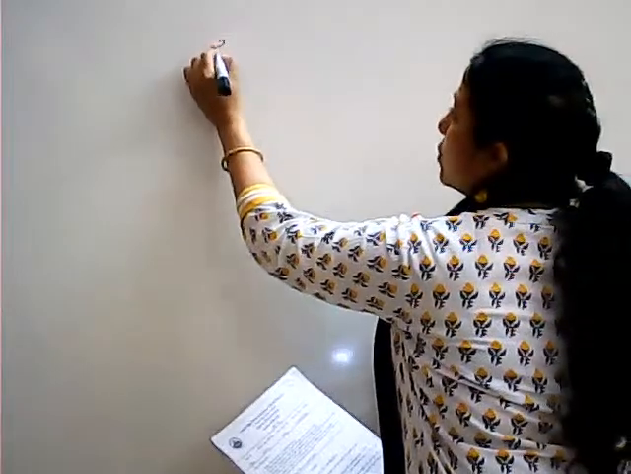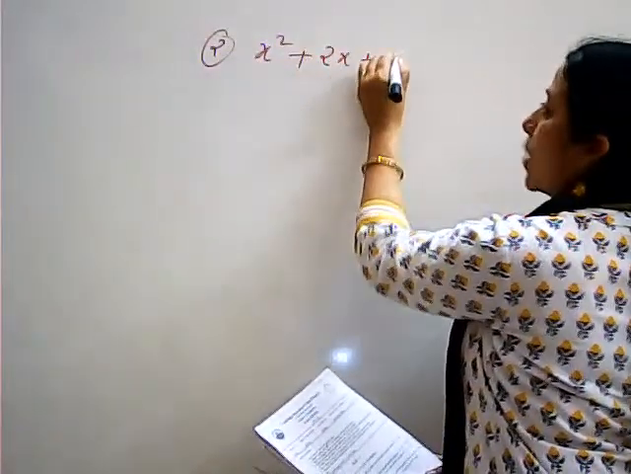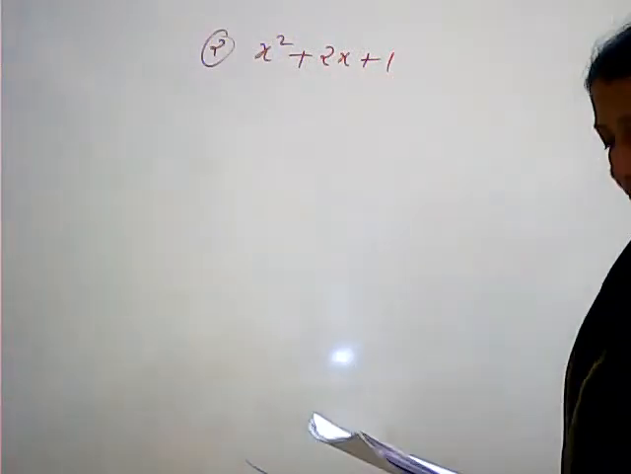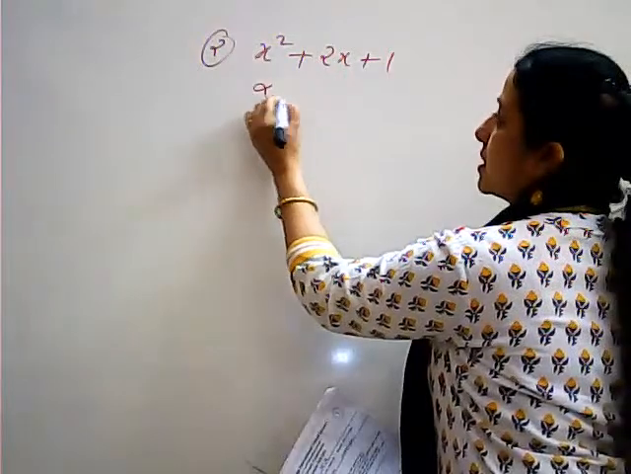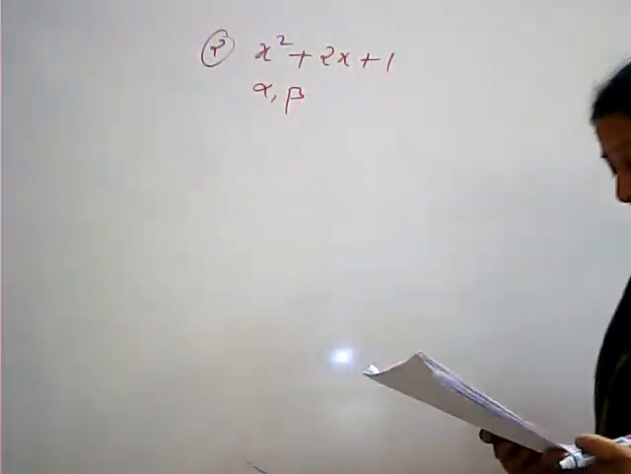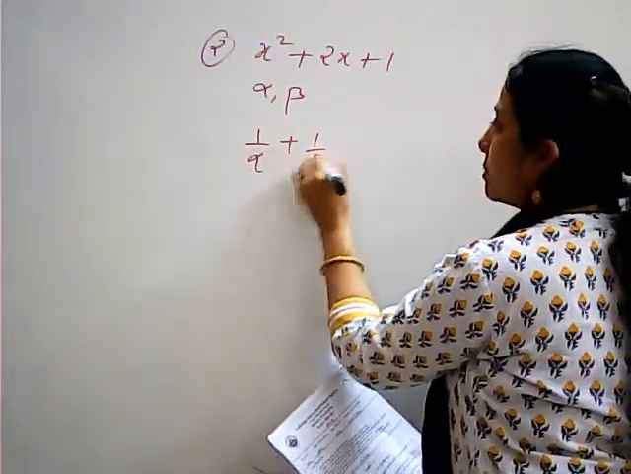So the question is, if alpha and beta are the zeros of the polynomial x square plus 2x plus 1, which is the polynomial given, you need to find the value of 1 over alpha plus 1 over beta.